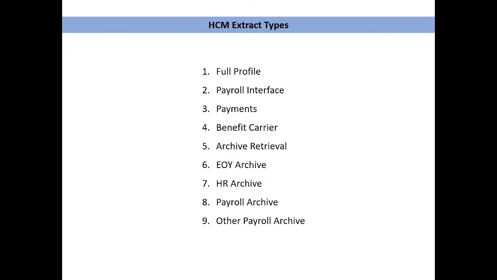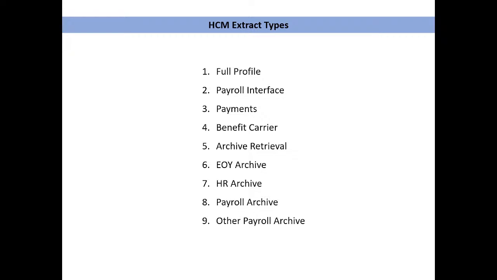Next, if we talk about the extraction type, here you can see we have 9 types of extraction in the Oracle Fusion application. With the full profile, you can extract the complete employee and payroll data archives. The payroll interface is used for providing data to a third party payroll service provider and payment. So you can use this for salary payment method.